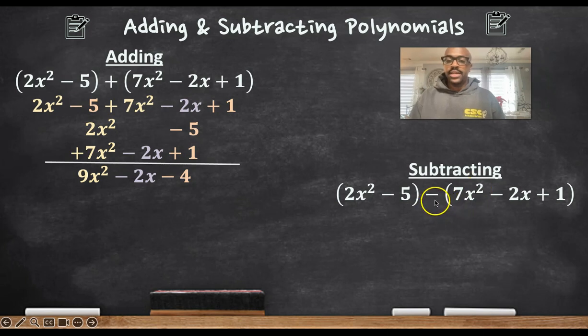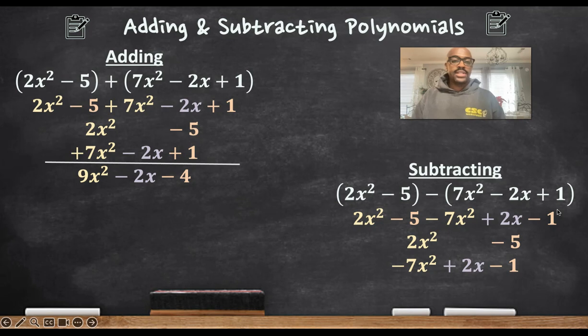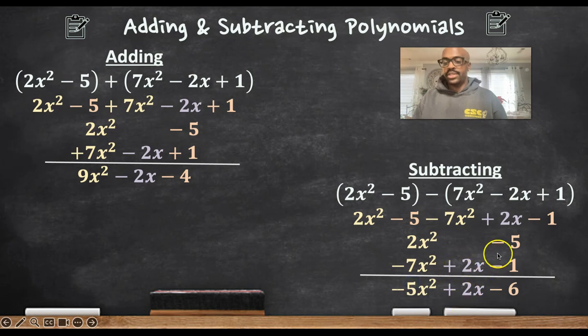So if I subtract, the 2x squared minus 5 is the same. You keep that as is. And then now that 7x squared is going to be a negative 7x squared. That negative 2x is now going to be a positive 2x. And that 1 is now going to be a negative 1 because we distributed negative 1 throughout. Now when you stack, it'll be very similar to our last example up here. And then when you add down, you get 2 minus 7 and get negative 5x squared, 2x. And then from here, we get negative 6.